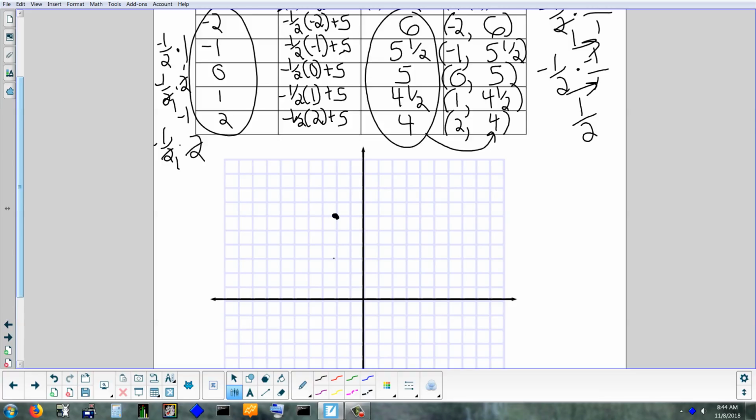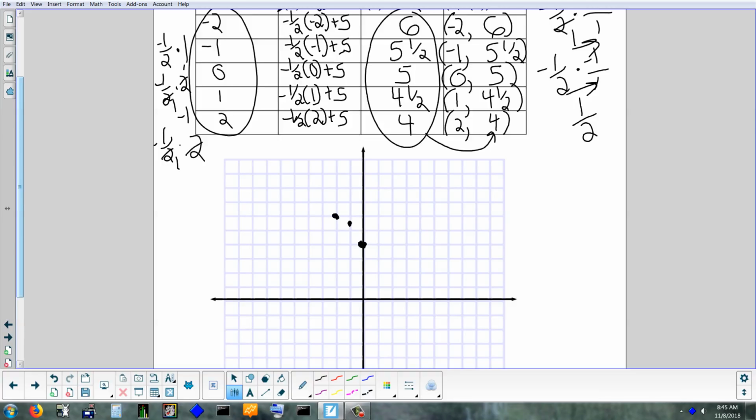Negative 1, 5.5. Am I going to go left or right? Left how many? Left 1, up 5.5. So I'm going to go halfway in between 6 and 5, so like right here. Then 0, 5. Do I go left or right? No, I stay right here on the origin, and I go up 5.